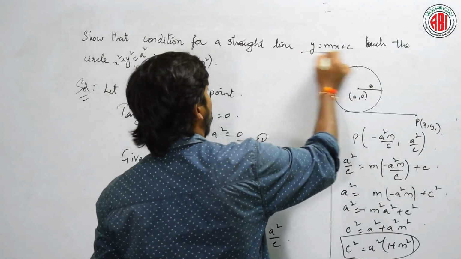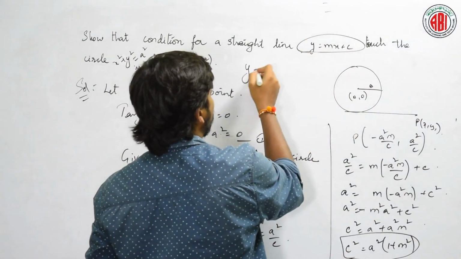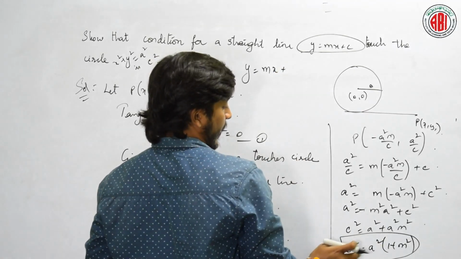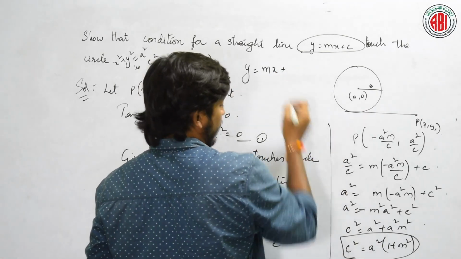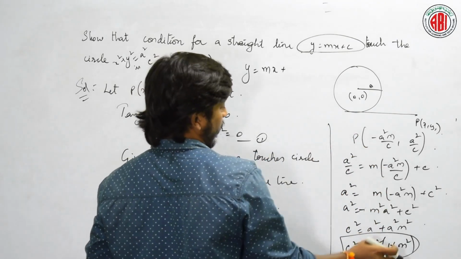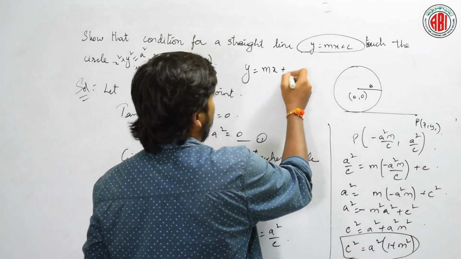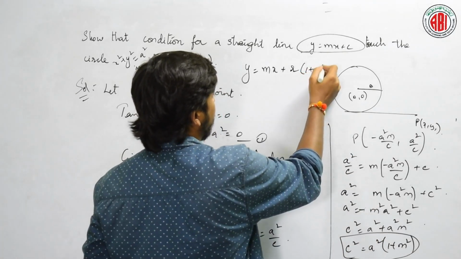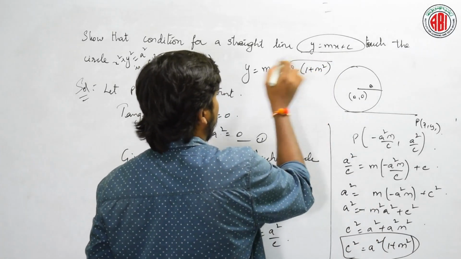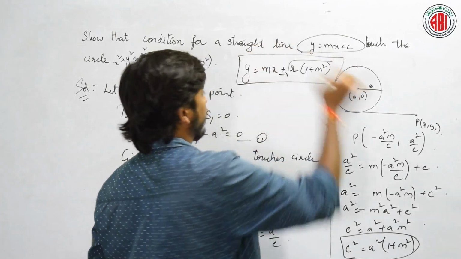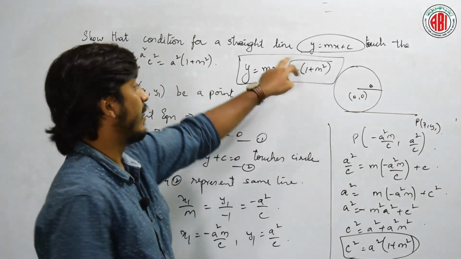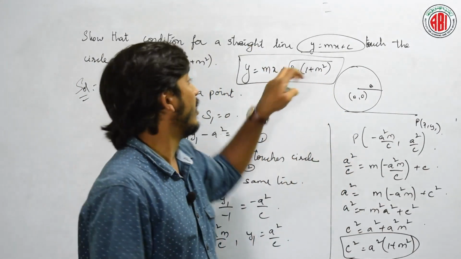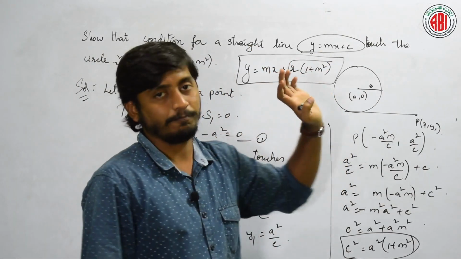From this, what can I write as the standard equation of tangent? y is equal to mx plus c, where c is equal to under root a square into 1 plus m square. Let us write it as standard: a is nothing but the radius, right? 1 plus m square under root. Since it is under root, I will get plus or minus. Clear? That is the equation of tangent formula when the slope of the tangent is given. Clear?